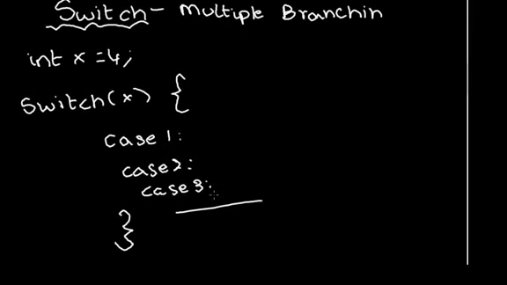Now what does this mean? First, switch works on the value of a variable, and it only works with int and char variables, nothing else. I think it also works on byte and short. I'm not sure, I'll look that up and tell you. But the two important data types it works on are int and char. In this case, x is 4 and x is an int.